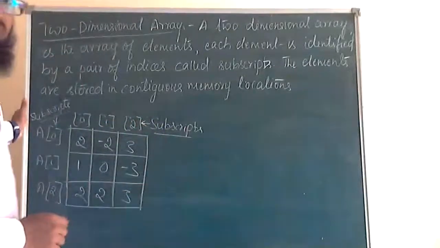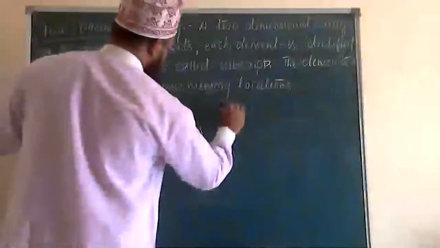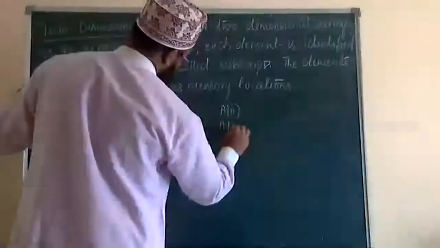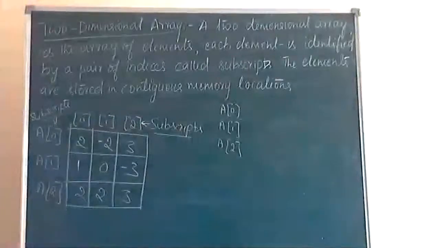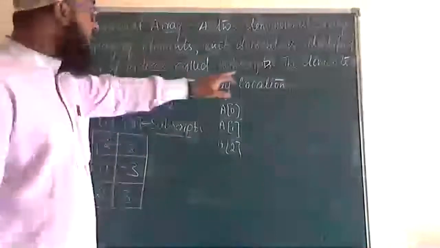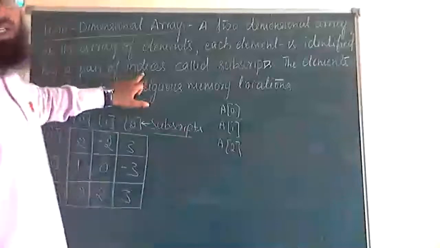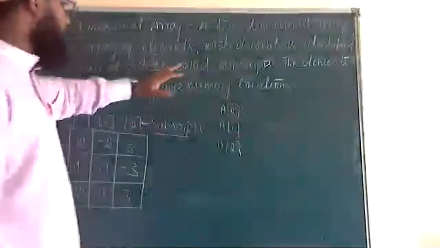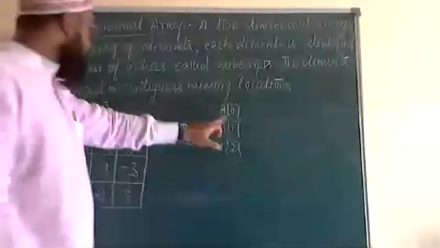What do we do in a one-dimensional array? We just take the element subscript as a of 0, or a of 1, or a of 2. Like that we take in a one-dimensional array. A one-dimensional array can be represented by just one index, which is called a single subscript. But a two-dimensional array is represented by a pair of indices. It has two indices, which are called subscripts. I will show you later. Here consider a of 0, 1, 2 and 3.